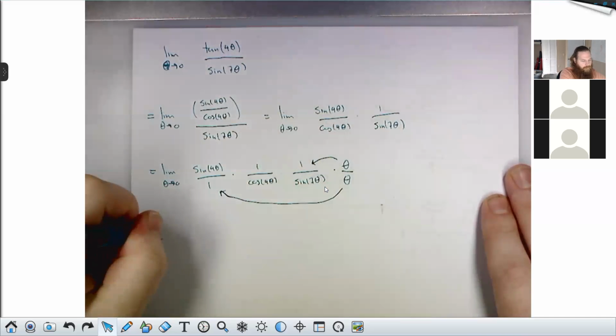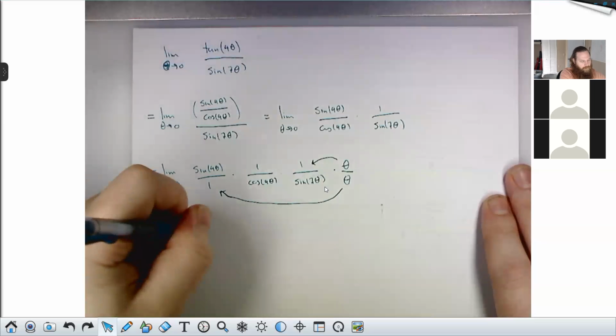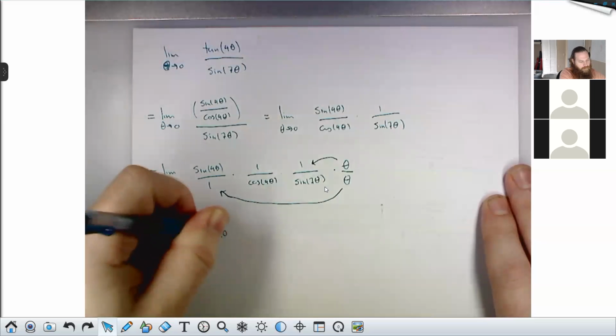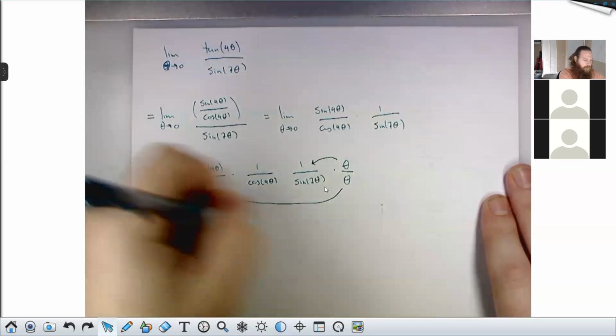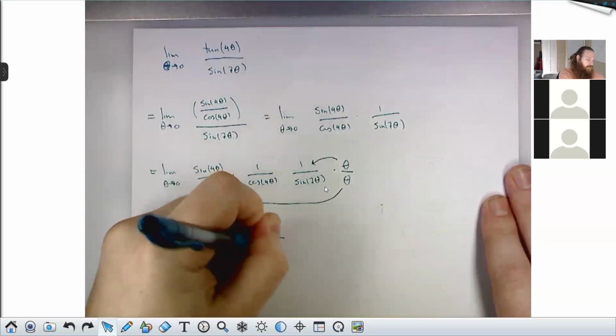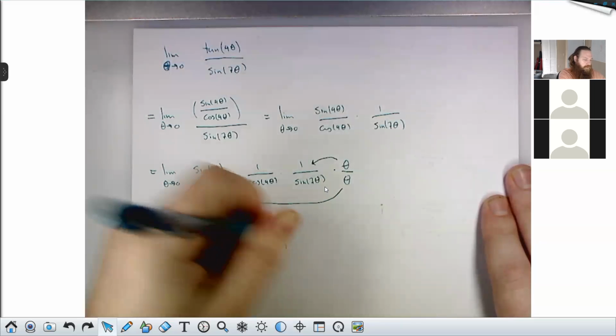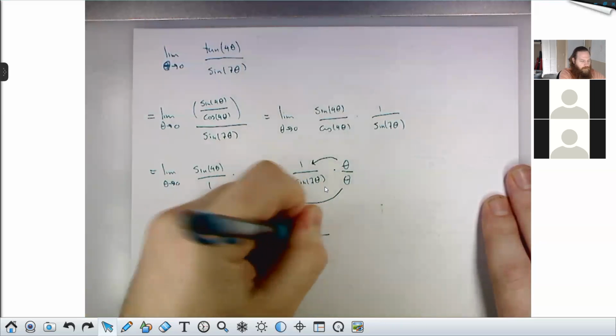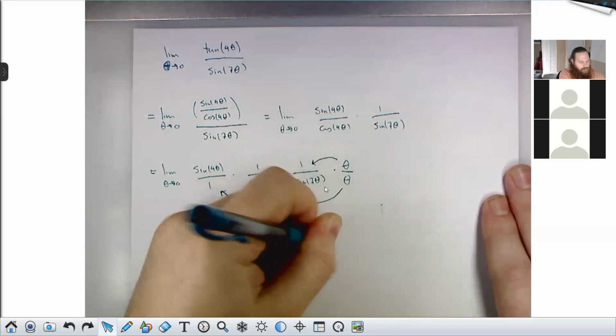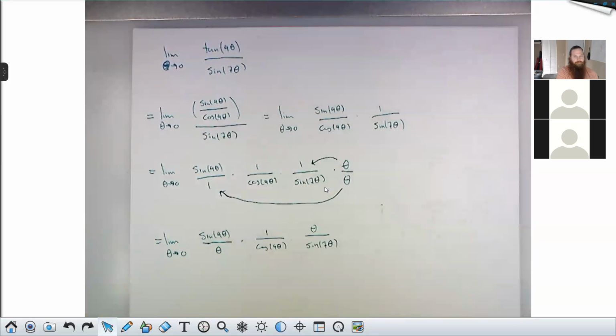So I'll get limit theta to 0, sine 4 theta over theta times 1 over the cos of 4 theta times theta over the sine of 7 theta. And now we're getting close. I want to observe that the middle term here really isn't consequential.